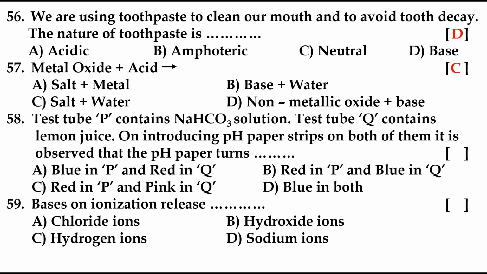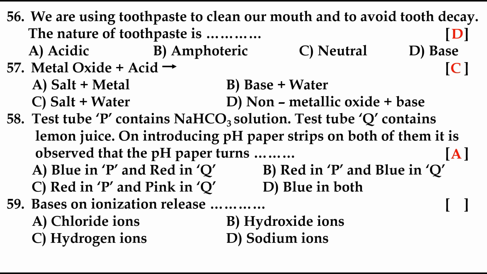58. Test tube P contains NaHCO3 solution. Test tube Q contains lemon juice. On introducing pH paper strips on both of them, it is observed that the pH paper turns dash. A. Blue in P and red in Q. B. Red in P and blue in Q. C. Red in P and pink in Q. D. Blue in both. Answer is A. Blue in P and red in Q.